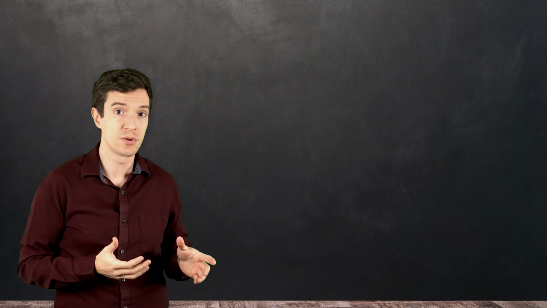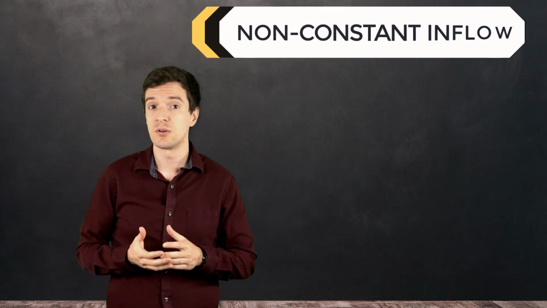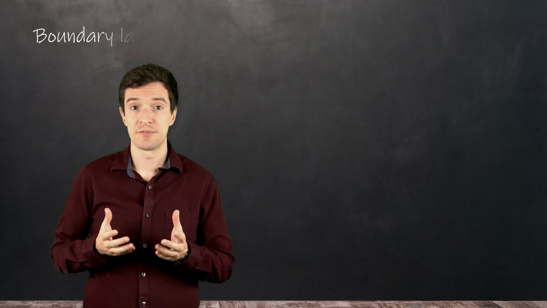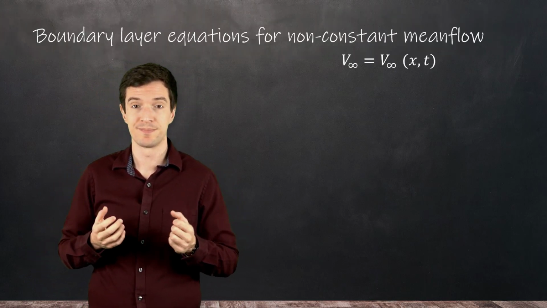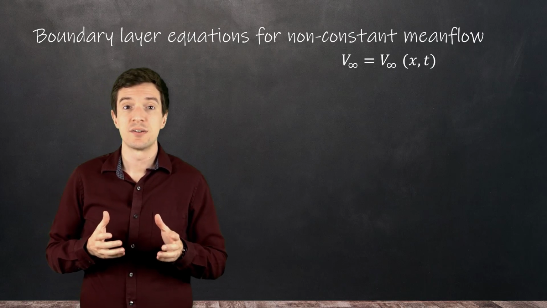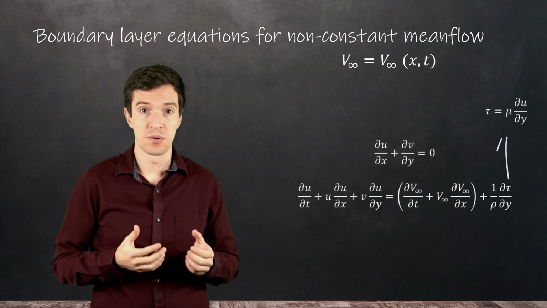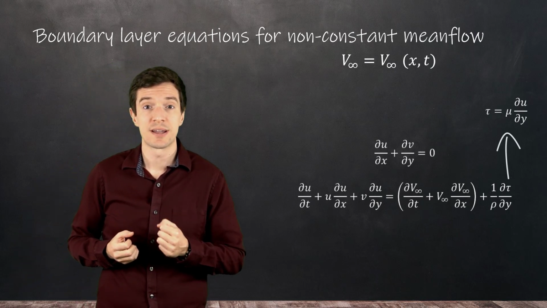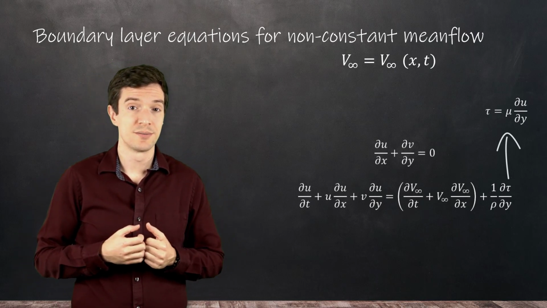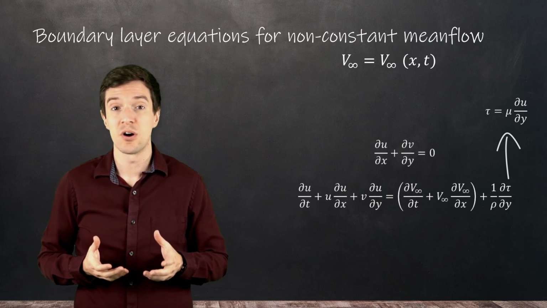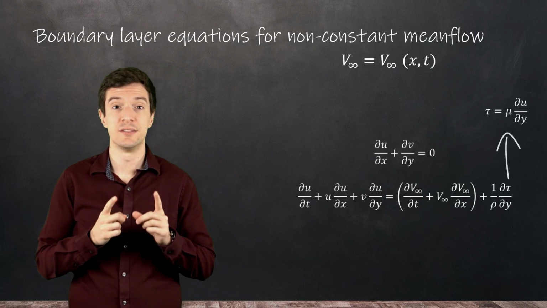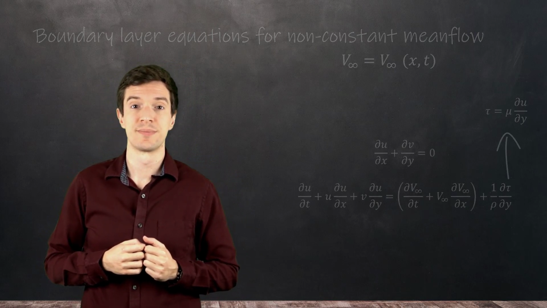We can extend the range of applicability of the boundary layer equations to the case of non-constant mean flow, meaning that the free stream velocity can vary with x and time. We can then recast the equations into this form, where the terms in the bracket take into account the pressure gradient. This expression of the boundary layer is valid for both laminar and turbulent boundary layers.